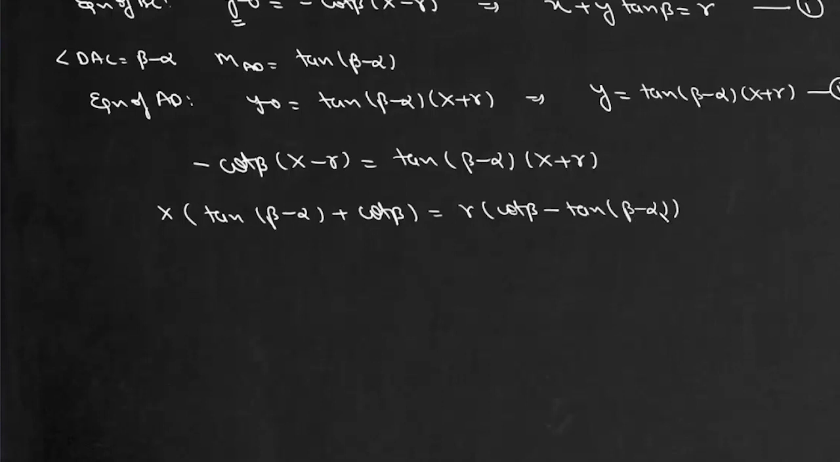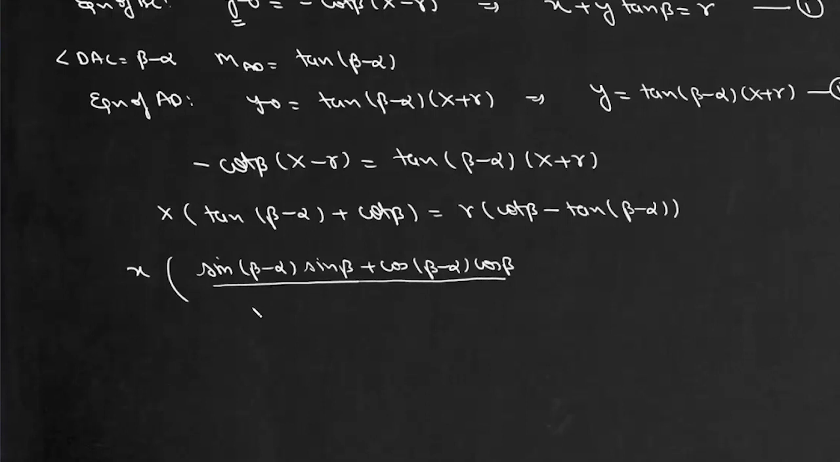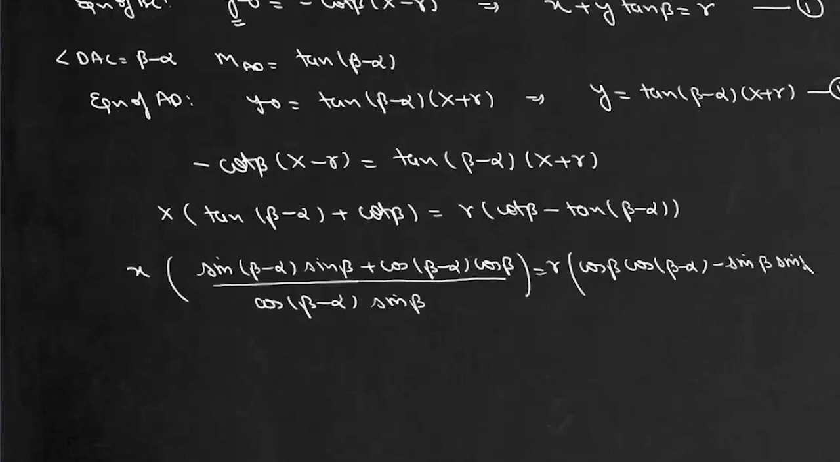Now we'll change everything in sine and cos. So it'll be this x, and then this is sine beta minus alpha, sine beta, cos beta minus alpha, cos beta, whole divided by cos beta minus alpha, sine beta, and here will be this R, cos beta minus alpha, minus sine beta minus alpha, divided by sine beta cos beta minus alpha. Now cos beta minus alpha, sine beta will cancel.